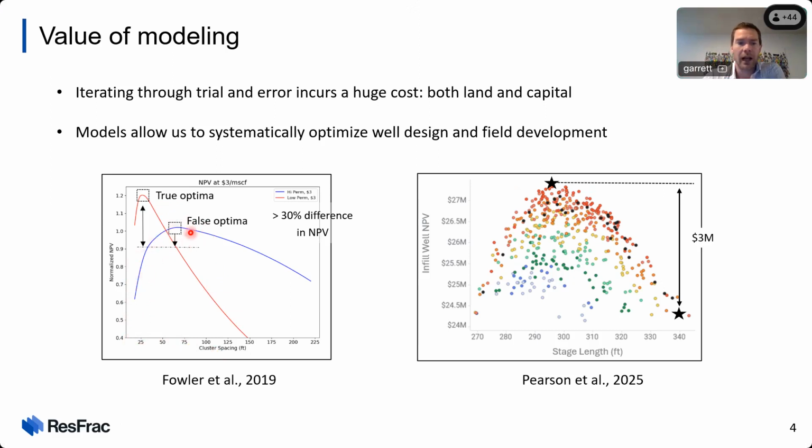And so if we had a higher permeability assumption, it was about 1 microdarcy, we would arrive at an economically optimal cluster spacing of about 75 feet.